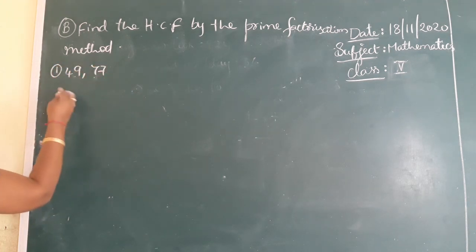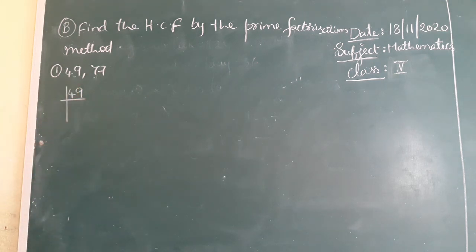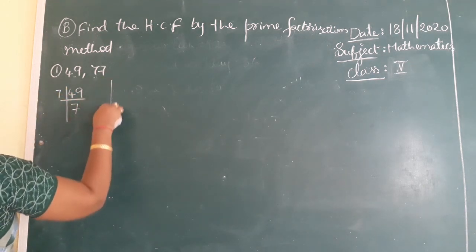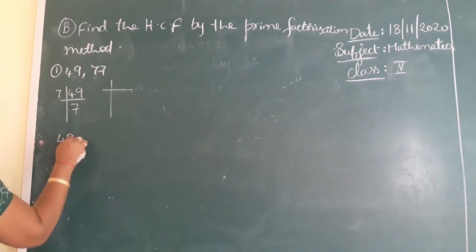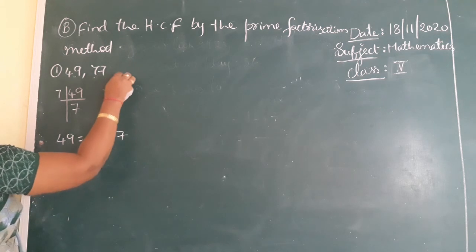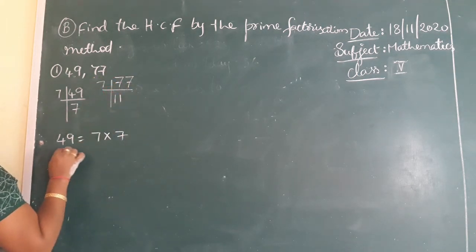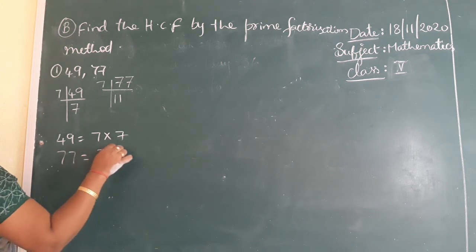First find the prime factorization for 49. Prime factorization means the factorization is done only by prime numbers. So 7 7s are 49. 49 can be written as 7 into 7. Next is the prime factorization of 77. 7 elevens are 77. So 77 can be written as 7 into 11.